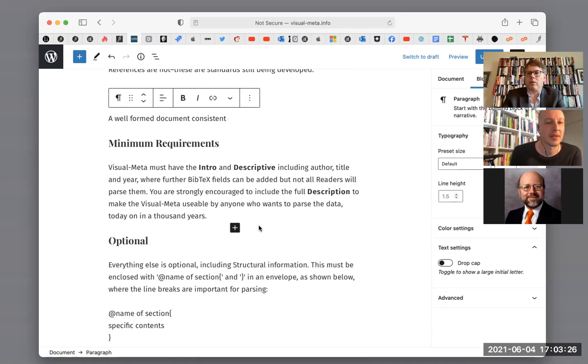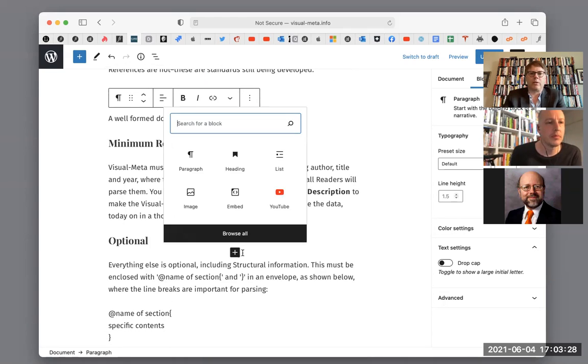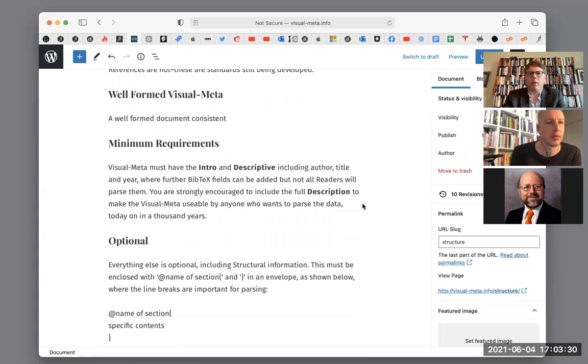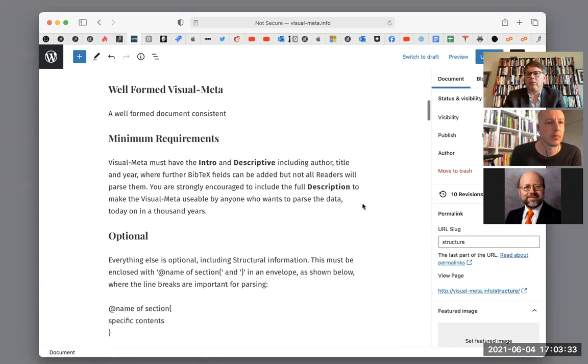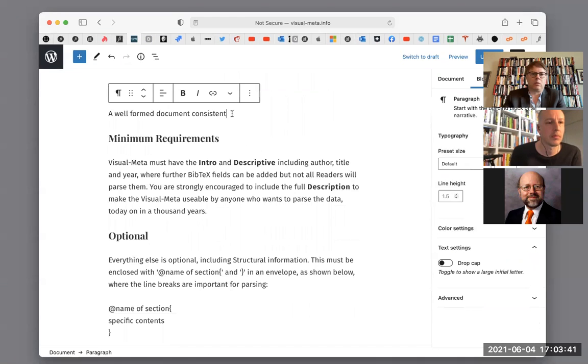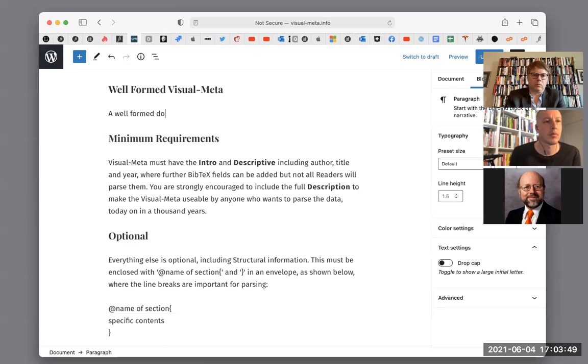the key thing I want to get done today, and I think we can do it quite soon, is to let someone come in. Let's say they've been given a job of implementing visual meta. They don't really care. They find this is the minimum stuff. If I do this, my boss will be happy. Right, a well-formed visual meta document consists of: minimum requirements, optional, and the other.